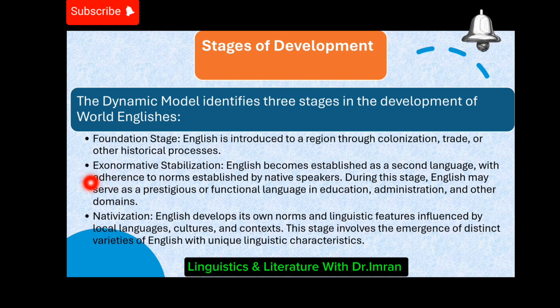What happens in the second stage? Exonormative stabilization. English becomes established as a second language. In the second stage, English stabilizes and is used as a second language with adherence to norms established by native speakers. The norms established by the native speakers are also adopted by non-native ones, like in the Indian subcontinent. During this stage, English may serve as a prestigious or functional language in education, administration, and other domains, as Great Britain did in the Indian subcontinent. They introduced it in education, where people learn English as a second language, and in administrative affairs, in courts, in law, and it was considered a prestigious language of the Indian subcontinent at that time.